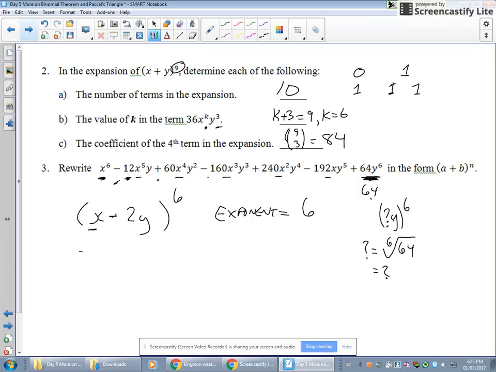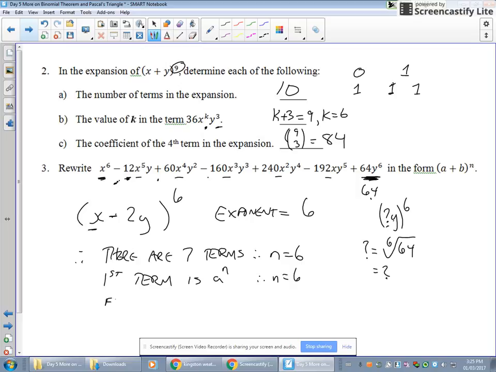So, summary of that, what do we know? We knew that there are 7 terms. Therefore, n is 6. The first term in our expansion should always be a to the n. And that again tells us that n must be 6.